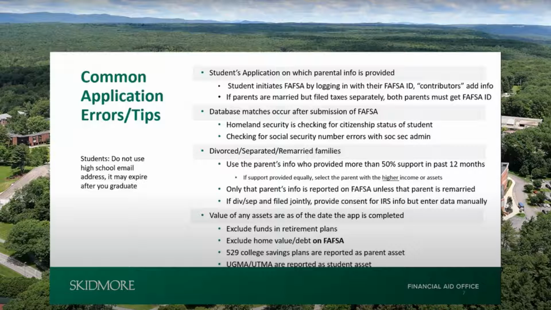UGMAs and UTMAs, if you don't know what those are, don't worry about it. That means you probably don't have one. If you do have one of those kinds of savings programs, those have to be reported in the student's portion of the assets, not in the parent portion.